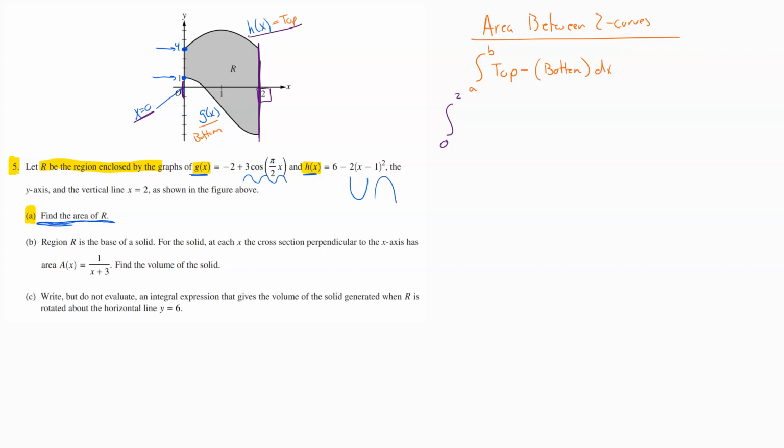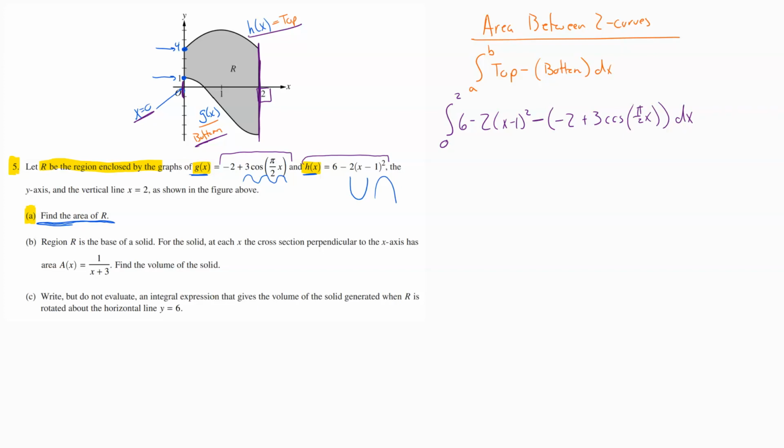Then the top equation we said is our h of x equation, which would be this equation right here. So this would be 6 minus 2 times (x minus 1) squared. Not a dx yet. That's just the top equation. Minus, in parentheses, always the bottom equation. So our bottom equation is going to be this g of x: negative 2 plus 3 cosine of pi over 2x. Close it there and then dx.